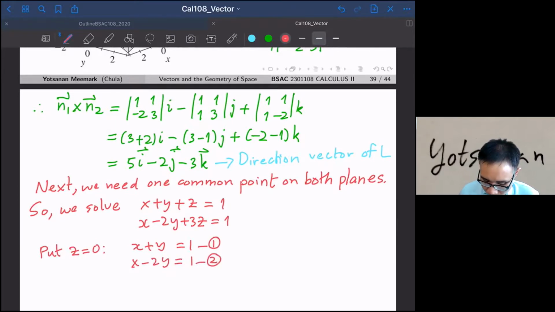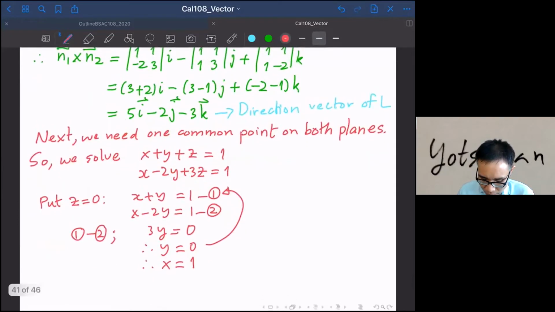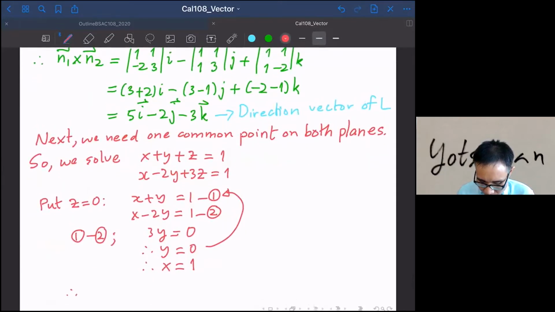So this one will be 1 minus 2. Okay, so you get 3y equal to 0. Okay, so you would get y equal to 0. And when you have y equal to 0, you plug into the first equation, you would get x equal to 1. Okay, so one point is (1, 0, 0).